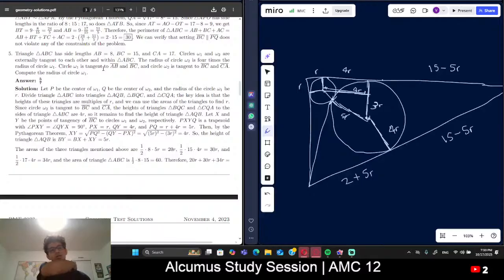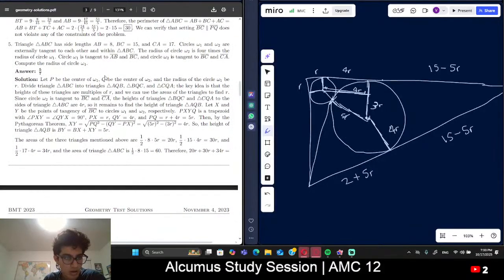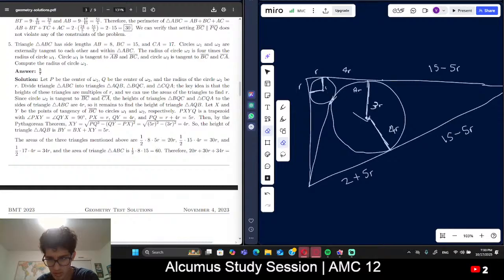Oh, they changed it slightly. But yeah, that doesn't change it. The answer is still correct. Okay, so by the height of triangle AQB. Oh, what did they do? Let P be the center of omega 1, Q the center of omega 2. So let's label our stuff then. Let me get rid of my little annotations and just see what the solution is, because obviously they're correct. Let's get rid of this. Yeah, let's just get rid of all of this actually.